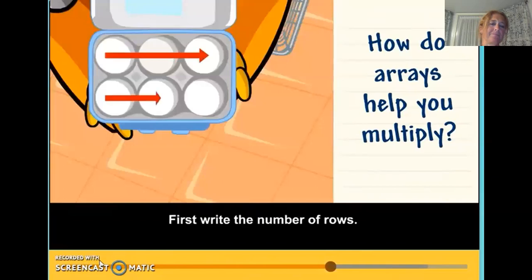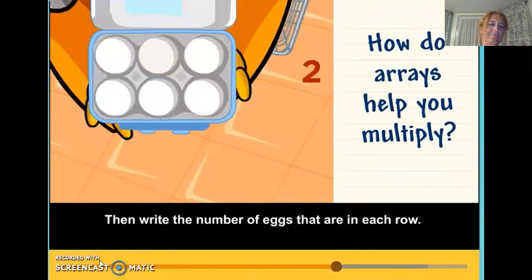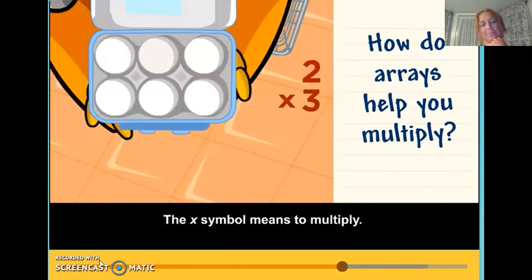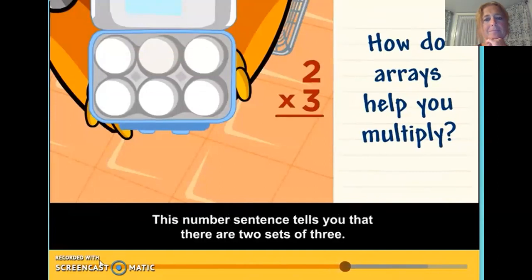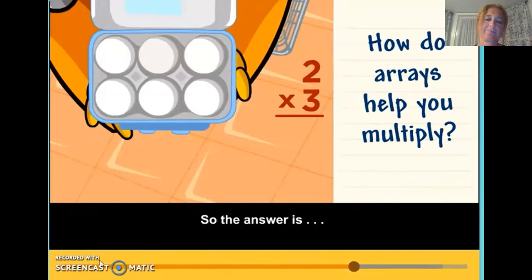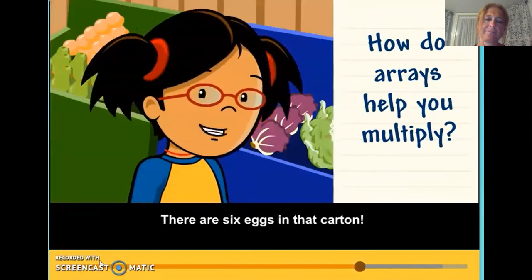First, write the number of rows. That's 2. Then write the number of eggs that are in each row. That's 3. The X symbol means to multiply. This number sentence tells you that there are 2 sets of 3. So the answer is 6. There are 6 eggs in that carton.